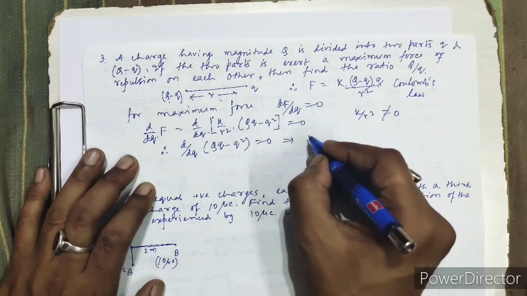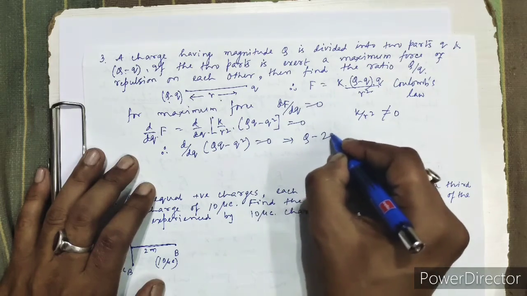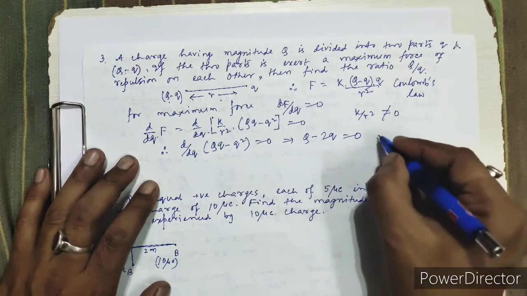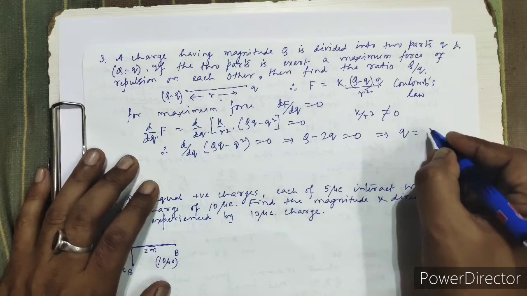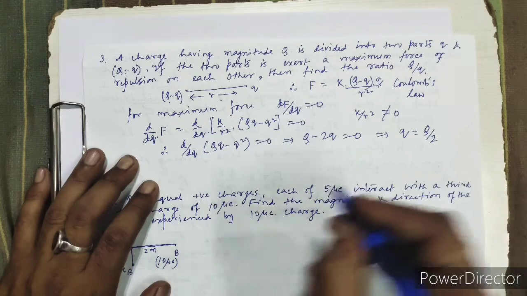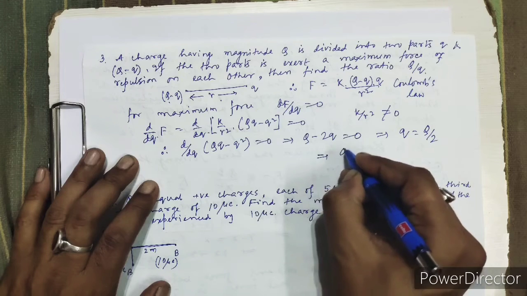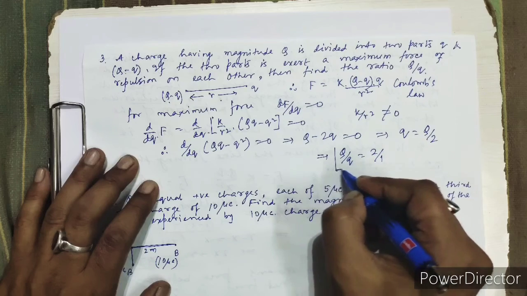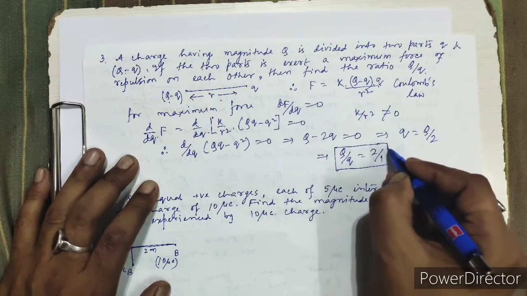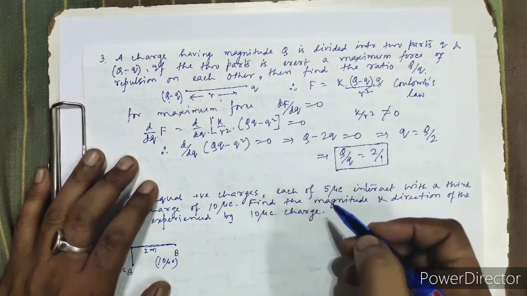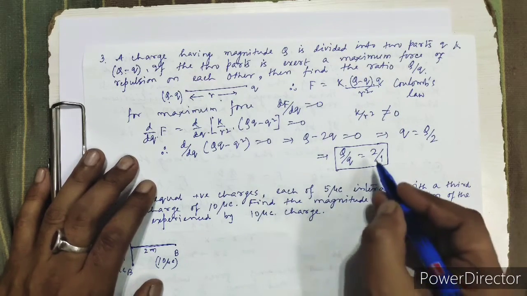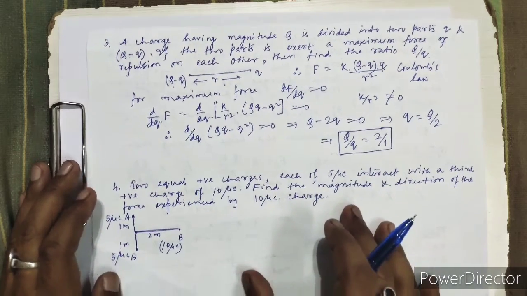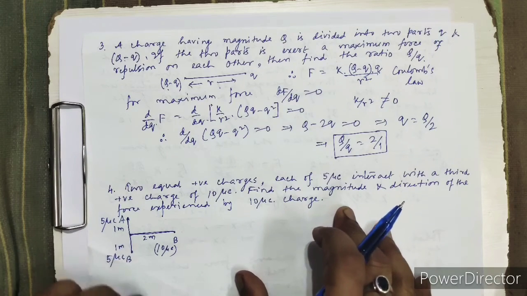Or you apply the differentiation with respect to q: Q minus 2q equals 0. Therefore, q equals Q by 2, or the ratio Q by q equals 2 by 1. This is the final result. The ratio of charge Q by q equals 2:1. Now we explain another numerical.